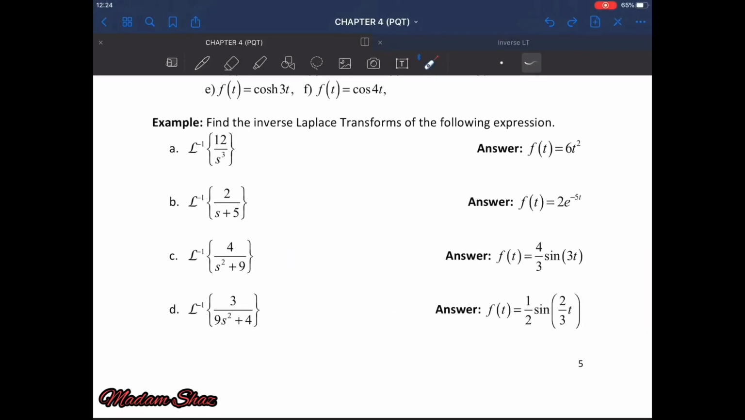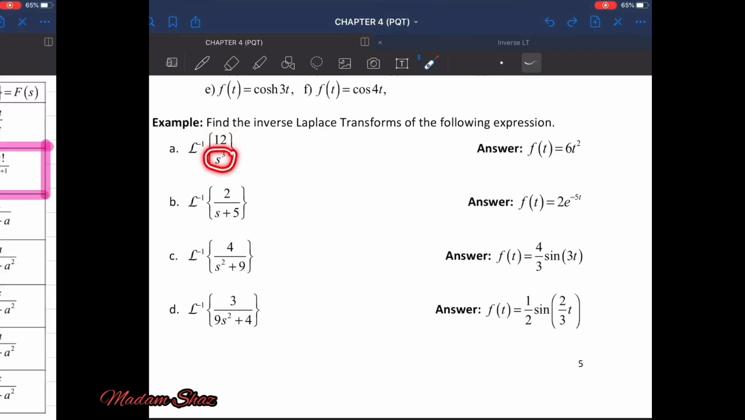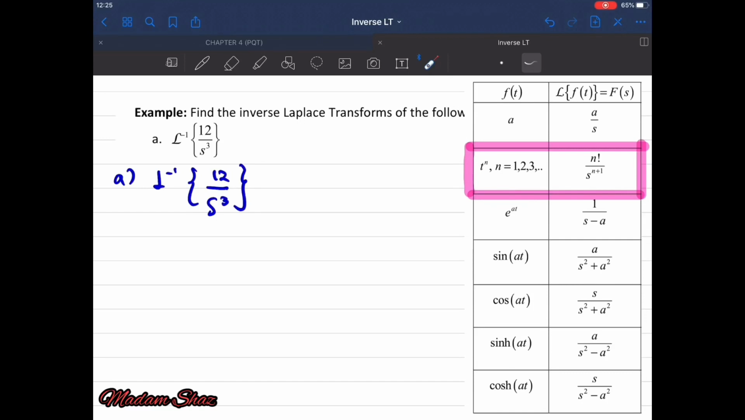Okay, now let us continue with the next example. Find the inverse Laplace transform for the following expression. So example A here, Laplace inverse of 12 over s to the power of 3. So you have to refer to the table of the Laplace transform, whereby you have a number at the upper side and you have s with a power at the bottom side.